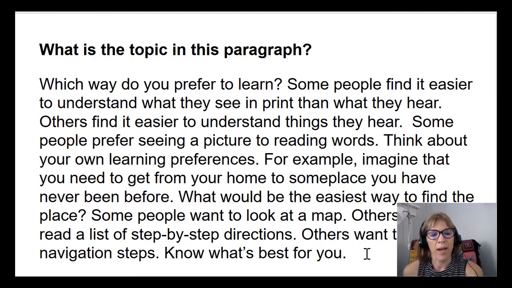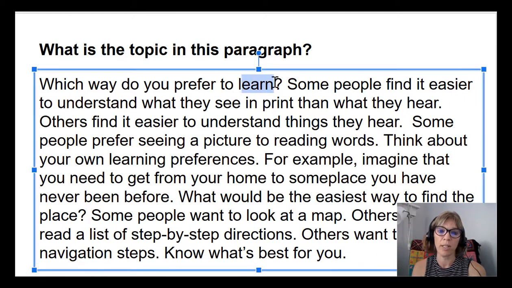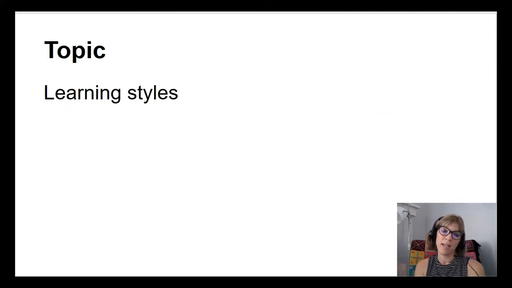So by looking at this paragraph, it helps to look for words that may repeat. You may see the word come up frequently. I see the word learn here. I see it here again. I also see the word prefer here. I see prefer here. So look for words that repeat themselves to help you identify the topic. And also look at the beginning and the end as well. So after looking at this paragraph, I have concluded that the topic of this paragraph is learning preferences, or another way to say it, learning styles. So that's the overall topic.